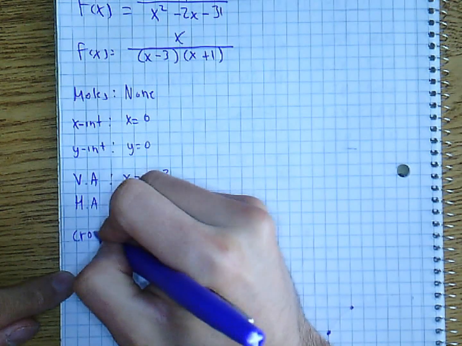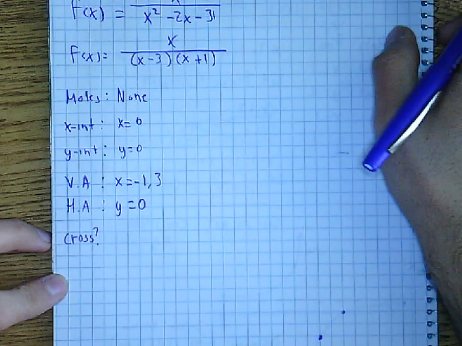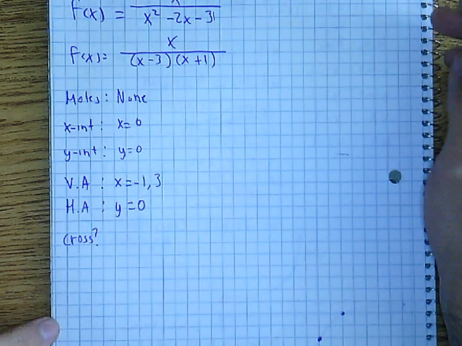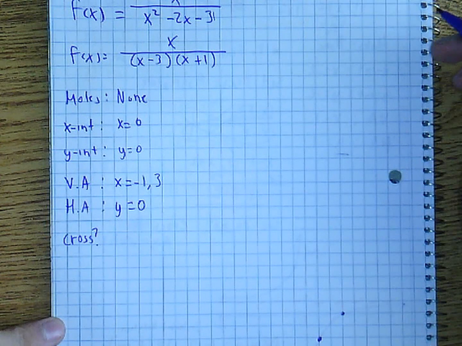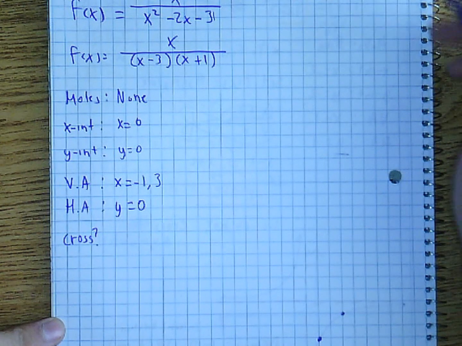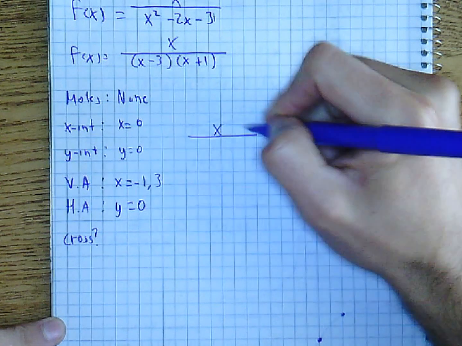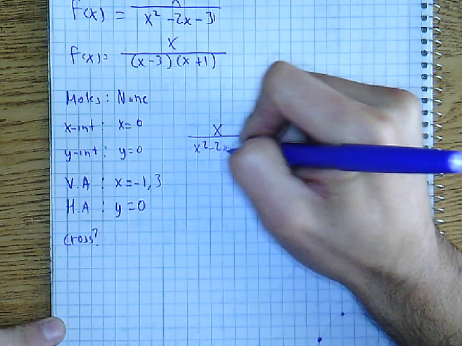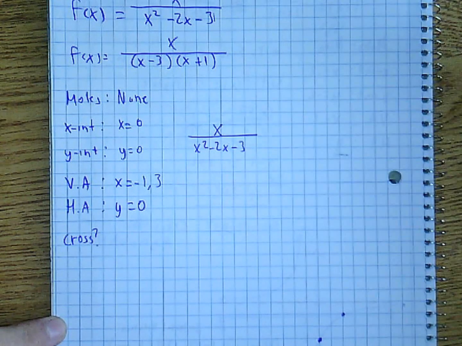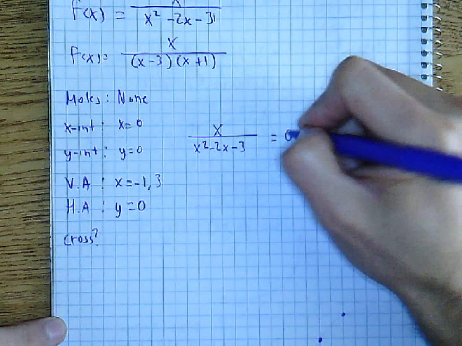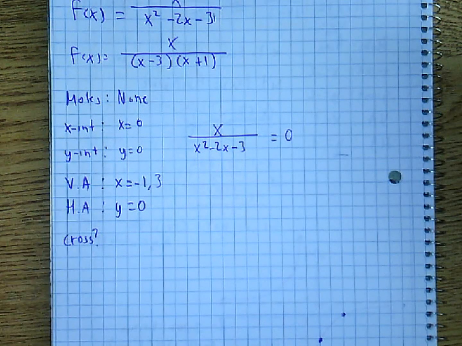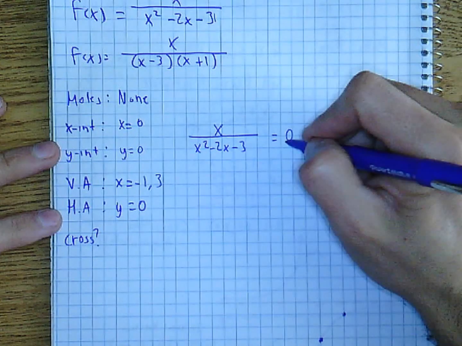So that means we're going to have to cross multiply once again. x times 1 is x. x squared minus 2x minus 3 times 0 gives you 0. Does this make sense? This was very easy. Did we get a statement that makes sense? x equals 0. Yeah. Guess what? Yes. So we cross. But where? Where do we cross?